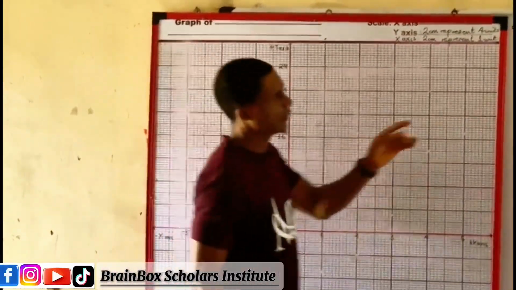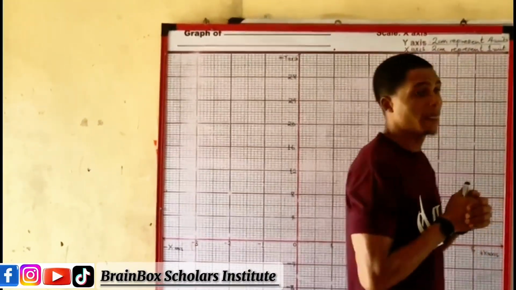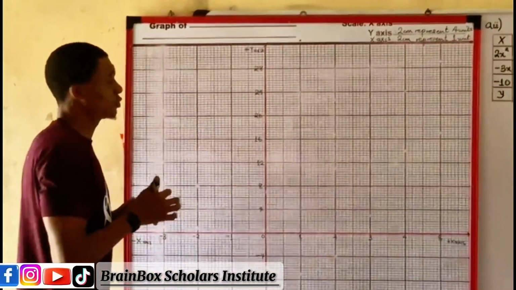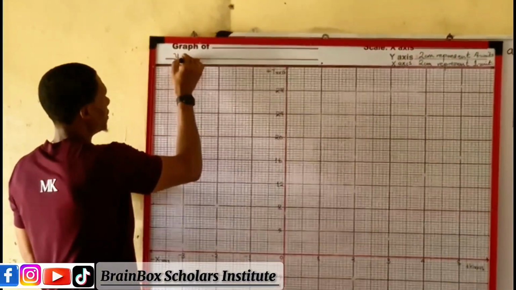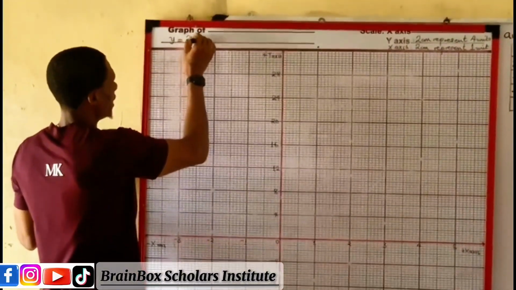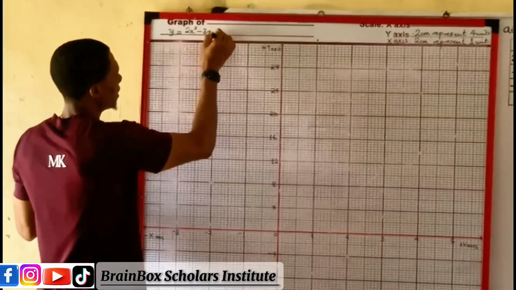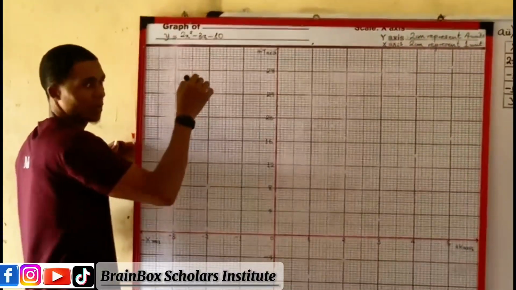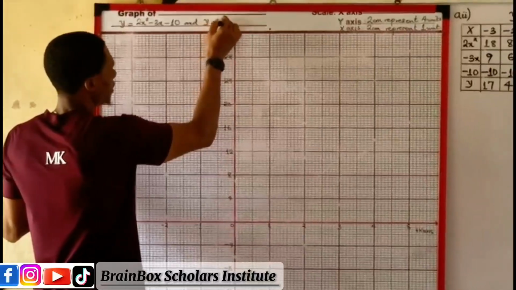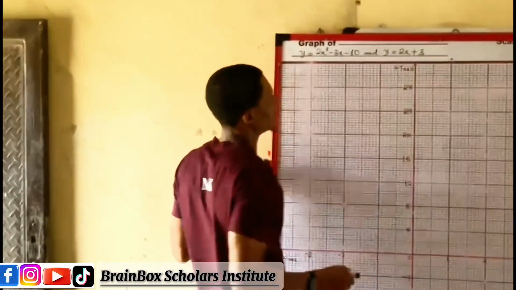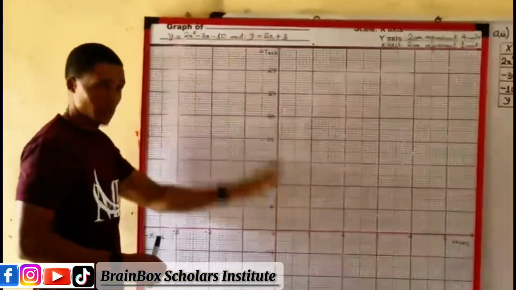Now remember, if you go to your question, they say plot a graph of number 1. They give you the graph of the quadratic, and they gave another one, right? So that means 2 graphs. A graph of y is equal to 2x squared minus 3x minus 10, and y is equal to 2x plus 3. So I'm plotting a graph of this and this in this graph.